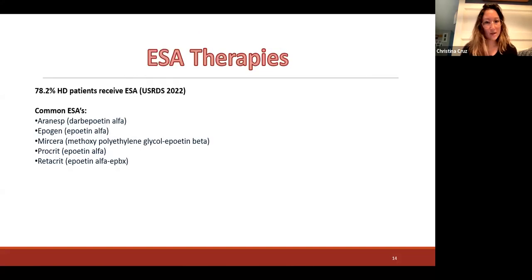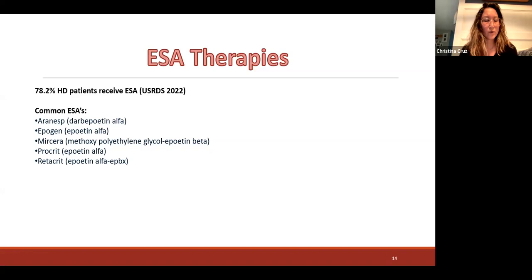Which brings us to ESA therapies that are typically started when iron stores are adequate and hemoglobin drops below 9 in CKD and 10 in ESRD. It's contraindicated in patients diagnosed with solid tumors, as ESA can increase risk for tumor progression. About 78.2% of hemodialysis patients receive ESA. And here's a list of some common ESAs: Aranesp, Epogen, Mircera, which I believe is what we use at Whittier, and Procrit and Retacrit.